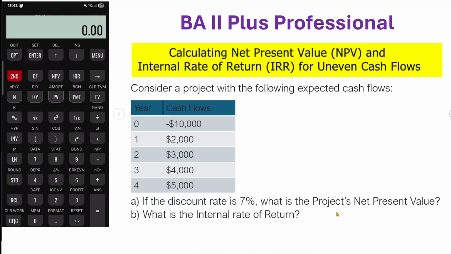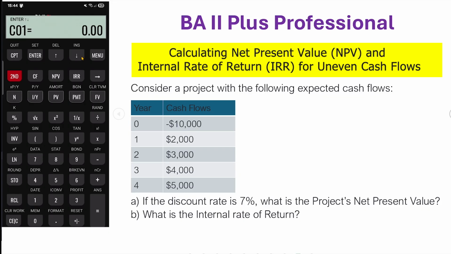So let's get started. Firstly, we will clear the previous data. So we will press cash flow and then we will press second to clear the previously stored cash flows. After that, we will press CF, that is 10,000. We will press the plus minus sign to make it negative. Press enter and after that press the downward arrow key.